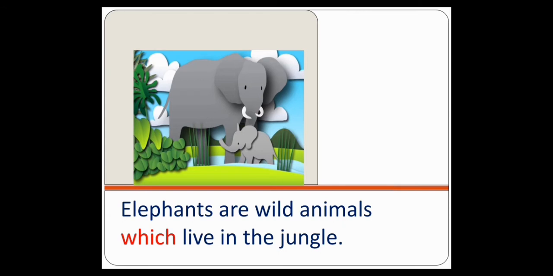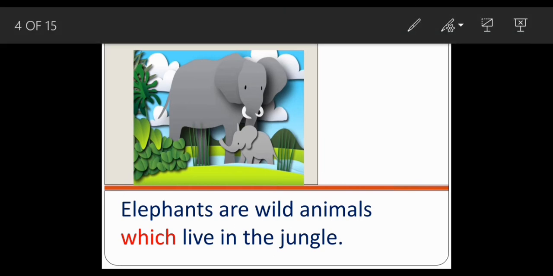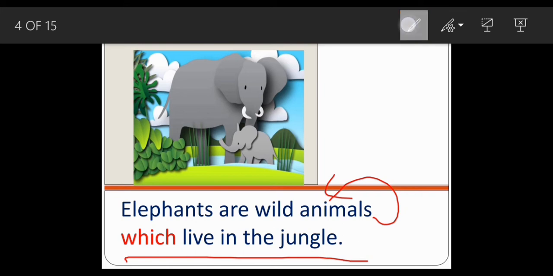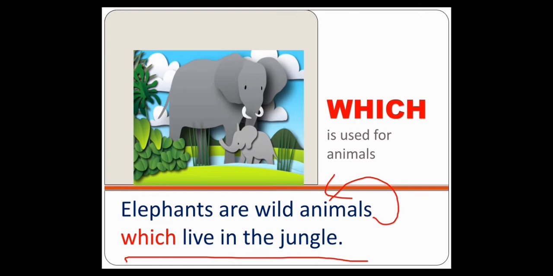Now look at this sentence again. Elephants are wild animals which live in the jungle. Now this sentence contains a relative clause, which live in the jungle. So which live in the jungle is a relative clause which describes animals. Now look, we use which, not who. Why? Because we have an animal. So when we want to describe an animal, we don't use who, we use which. So which is used for animals.